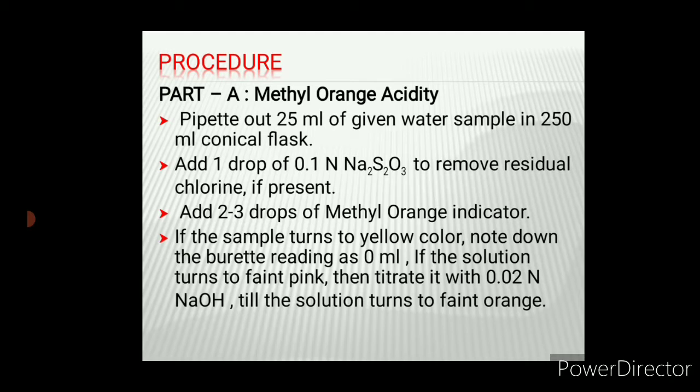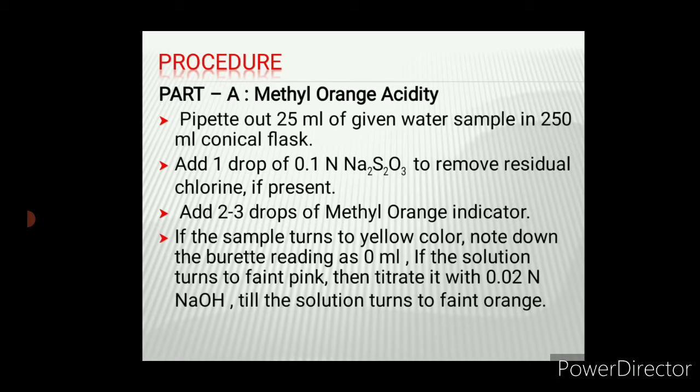Now, very important here. After adding methyl orange indicator, if the sample turns yellow, note down the burette reading as 0 ml. If the solution turns faint pink, then titrate it with 0.02 normal NaOH till the solution turns faint orange. Now, if methyl orange acidity is present in the given water sample, it might have a very small amount of acidity, or it might have a larger amount of acidity.